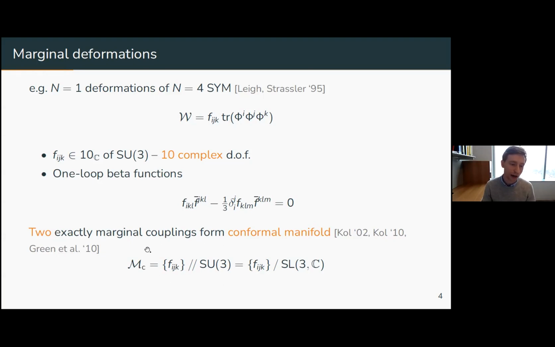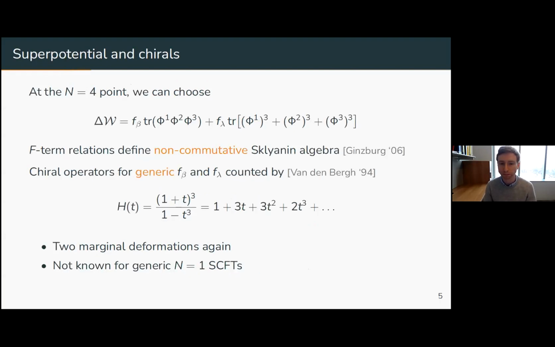The conformal manifold is locally described either as a symplectic quotient of the space of couplings by the SU(3) group, or a Kähler quotient of the space of couplings by the complexified group SL(3,C). And we're going to see the same structure appearing in the supergravity very soon.